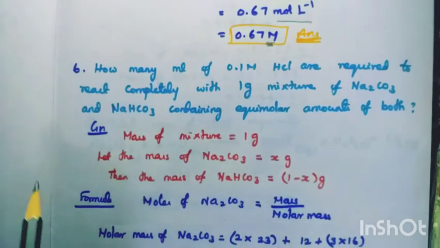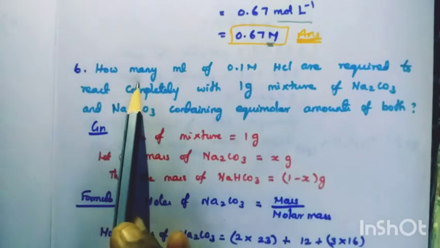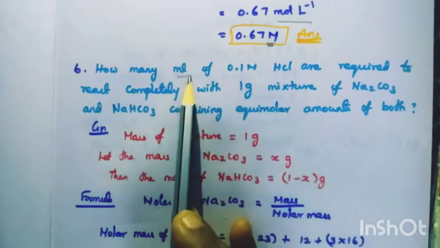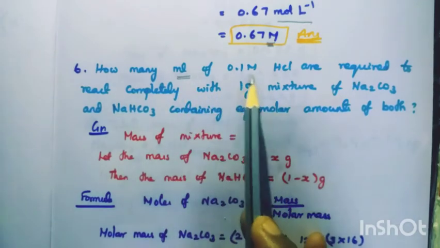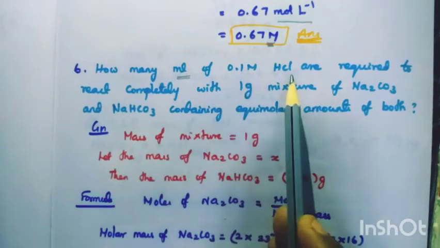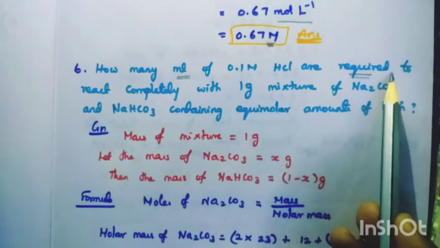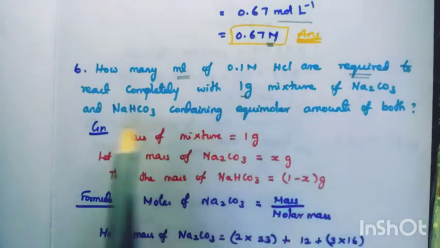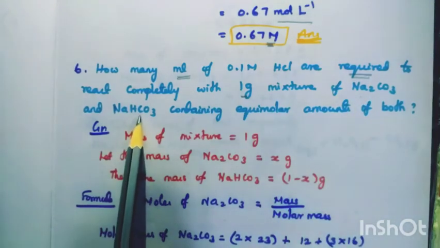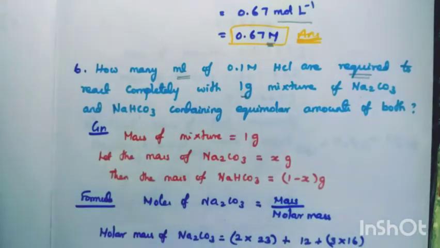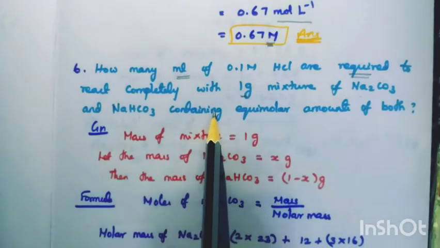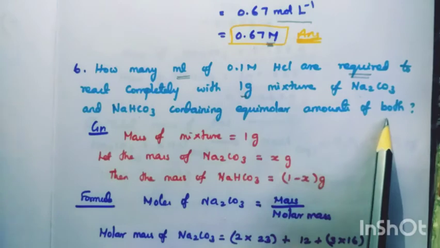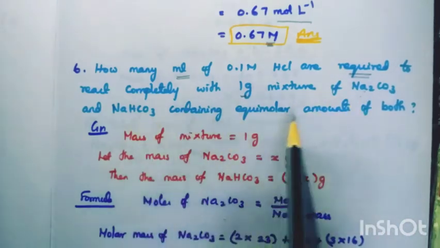Now we are going to see the next problem, sixth problem in the book back. How many ml, that means we are going to calculate the volume. Volume of 0.1 molar HCl required to react completely with 1 gram mixture of sodium carbonate, Na2CO3, and sodium bicarbonate, NaHCO3, containing equimolar amounts of both. That means equal moles are present.